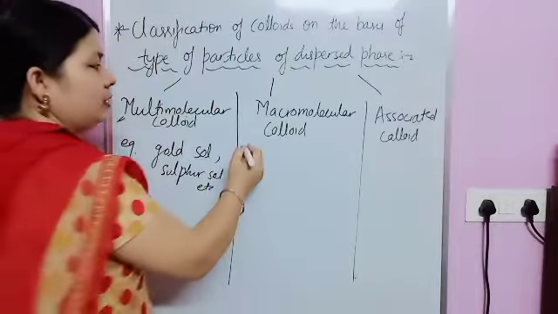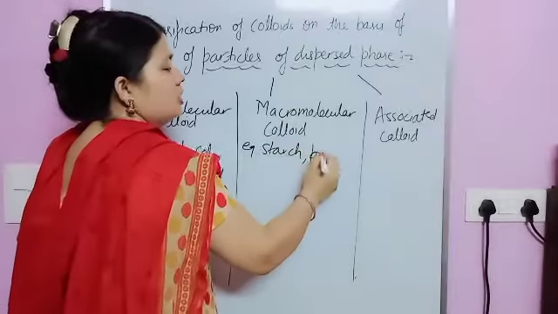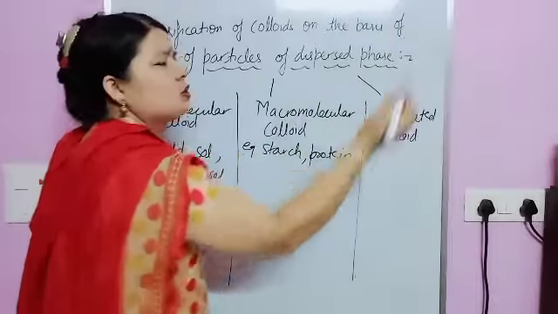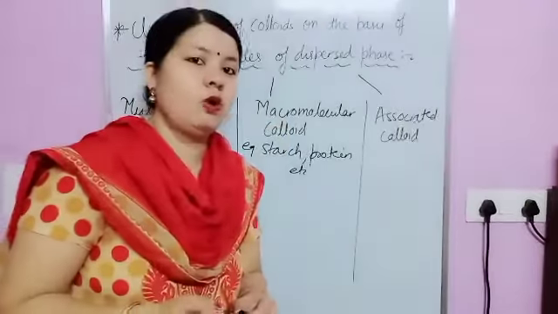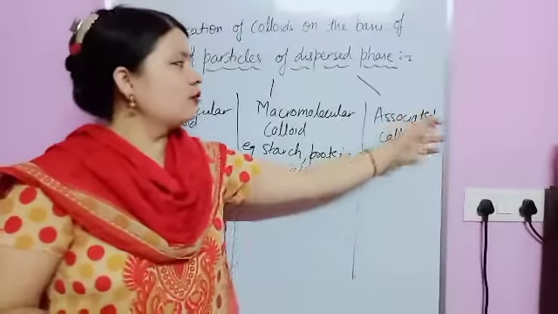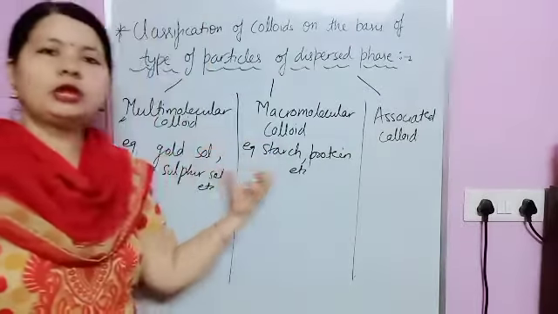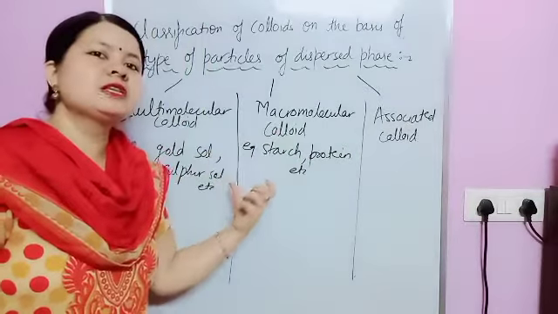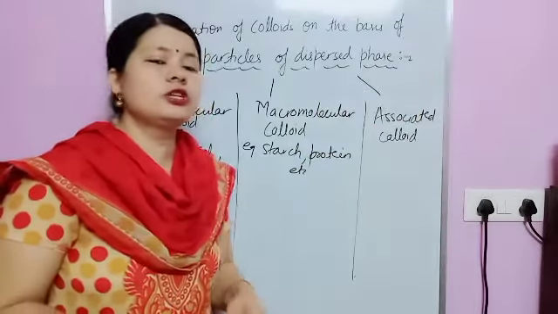For example, you can take starch, protein, cellulose, etc. You can take any example, they all are macromolecular colloids. Now the next thing we have is associated colloid. Hope both are clear to you, because their difference is important.